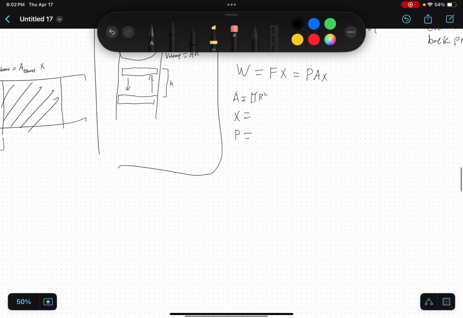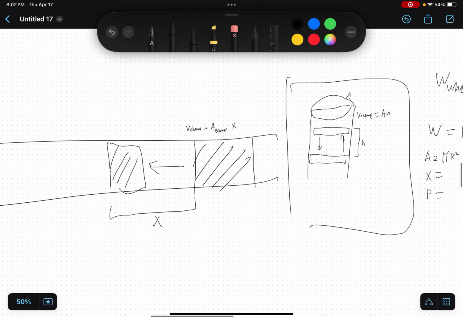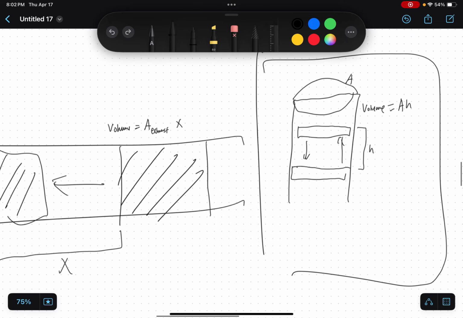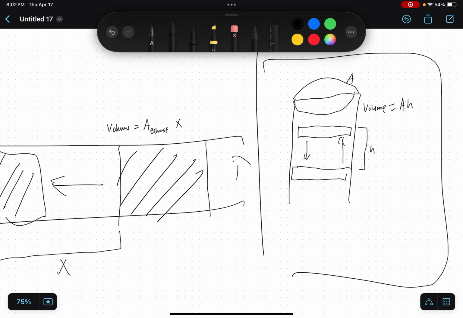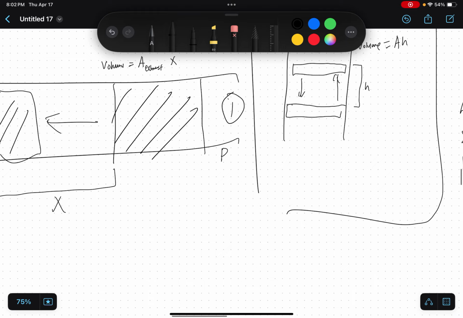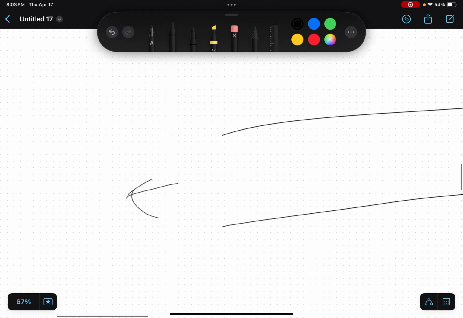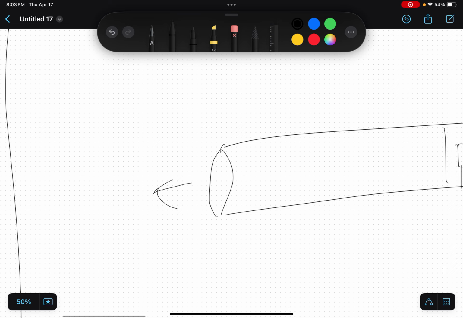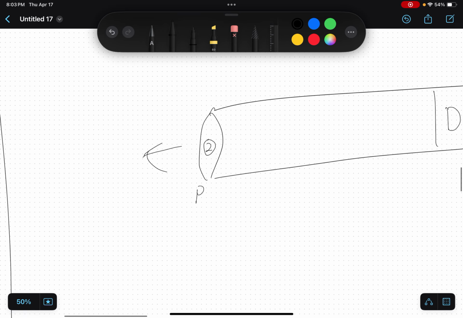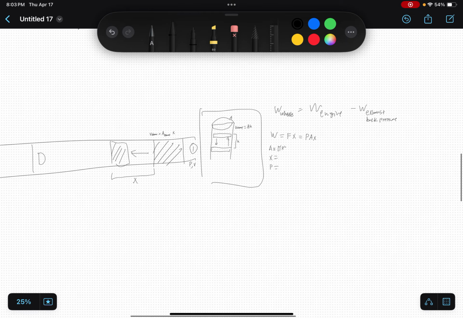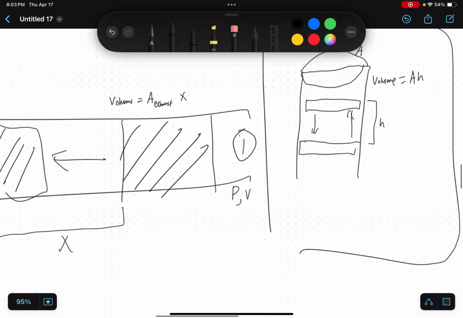So pressure, what pressure do you care about? You care about the pressure right here, right at the inlet of the exhaust. I'm going to call that state 1, and you'll see why in a second. State 1 has a pressure and it has a velocity. And then at the exhaust outlet, you have state 2. That has a pressure and that has a velocity as well. So how do you calculate the pressure here at state 1?